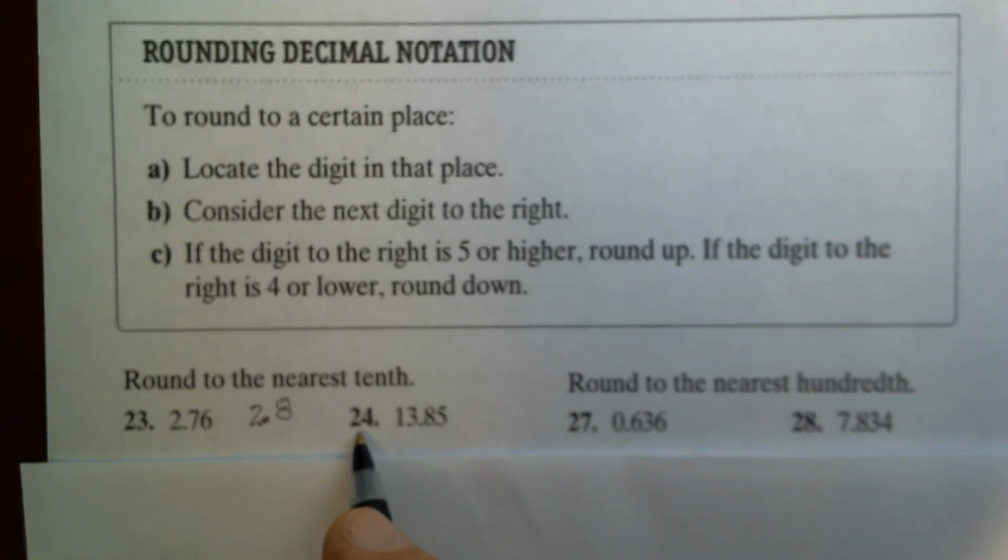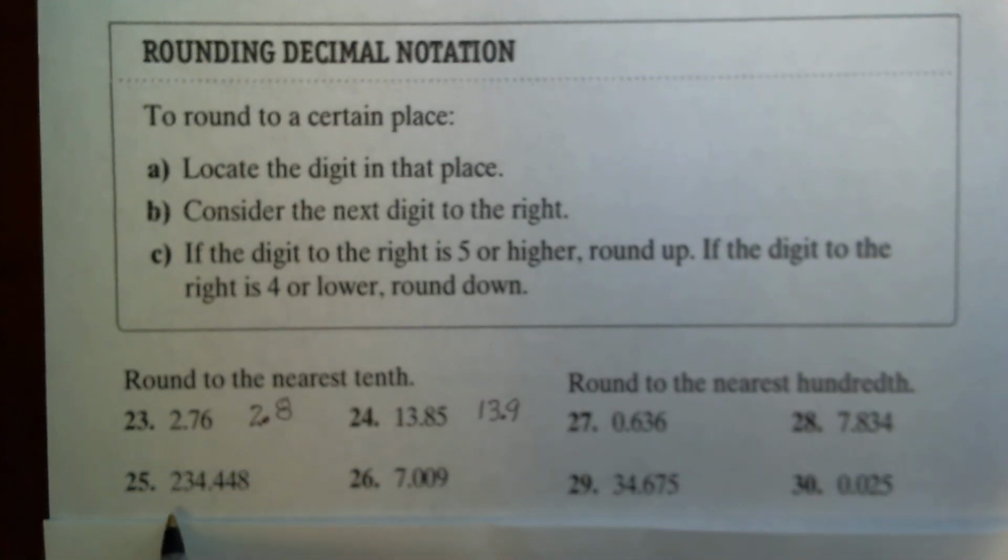In number 24, the tenth would be the 8 here. It's followed by 5, that means we round it up, and this will be 13.9 when we round it up. In number 25, we have 234.448. The tenth is this 4 here. And since a 4 is followed by a 4, we round down. In other words, we leave the 4 as it is. So it's 234.4.